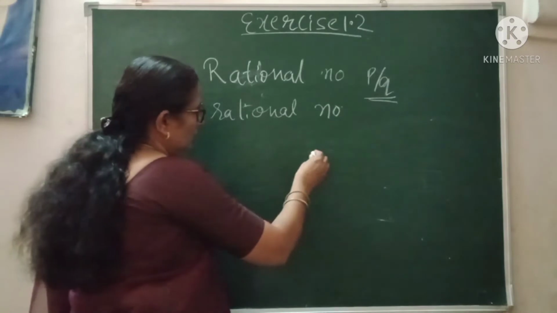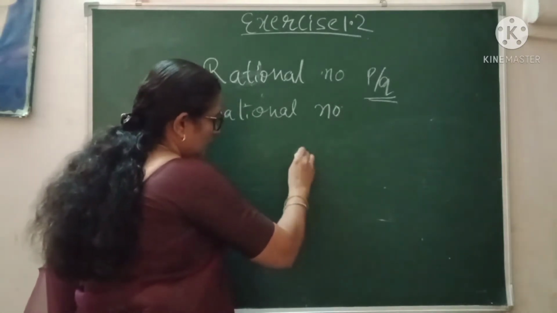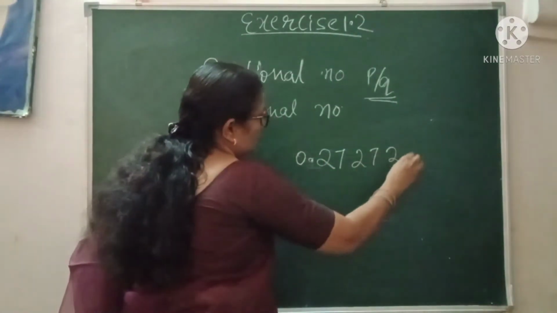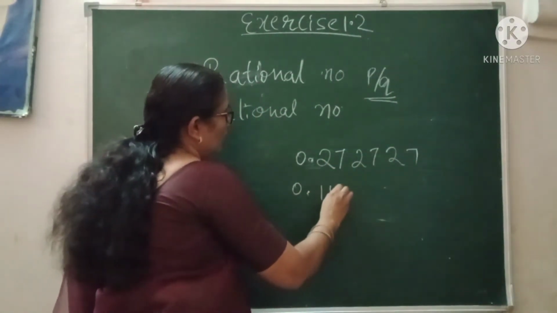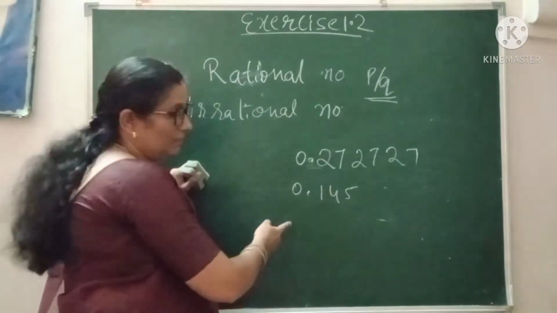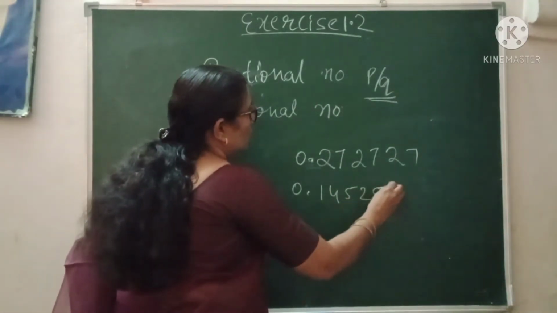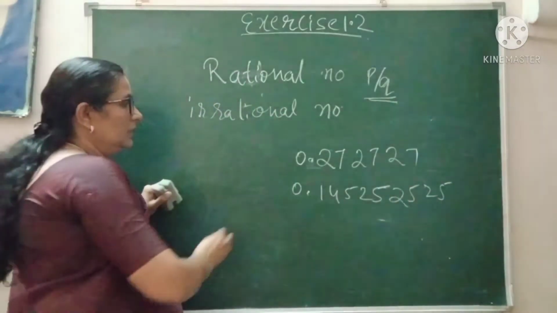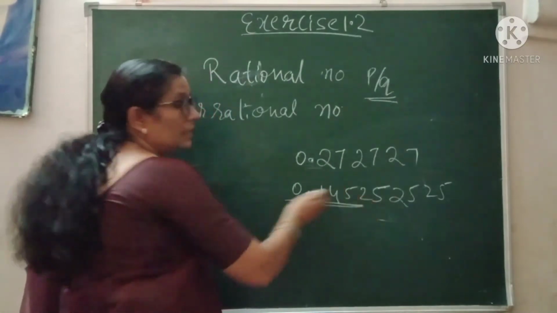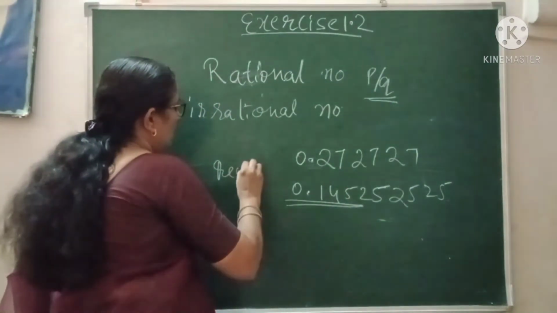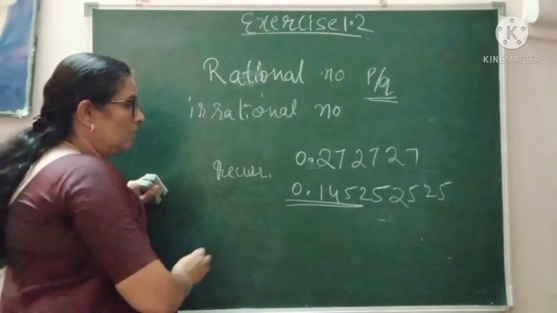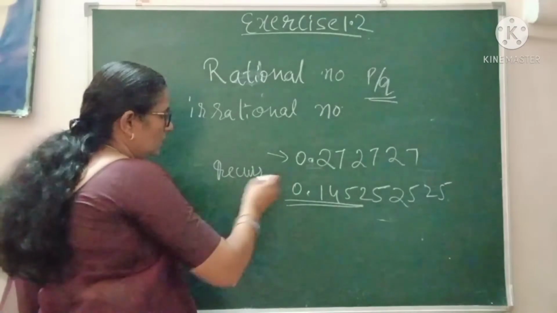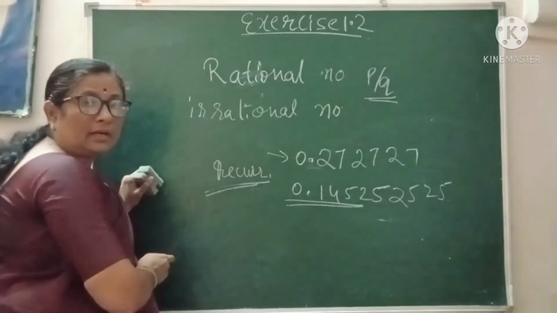Suppose you divide a number and the quotient becomes 2, 7, 2, 7, 2, 7, something like this, or you may get 1, 4, 5. After dividing, if the digits repeat like this, 2, 5, 2, 5, then this is also called non-terminating recurring. I am explaining in short. I have a separate video on these types of numbers. In short, these are called non-terminating recurring numbers.